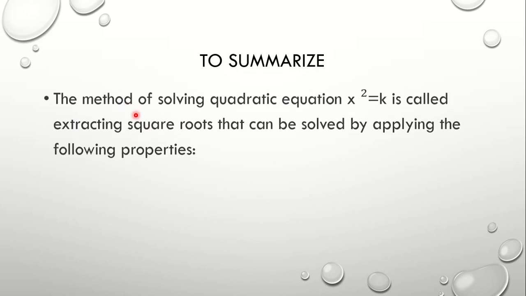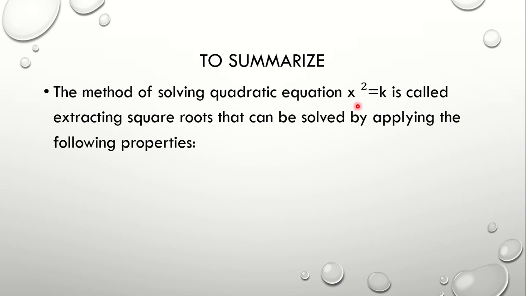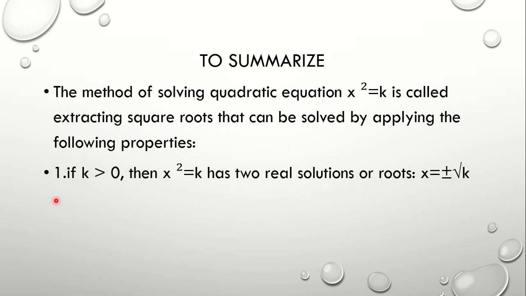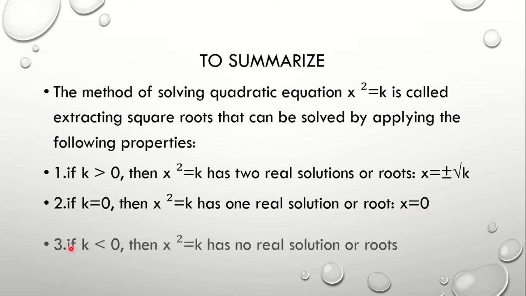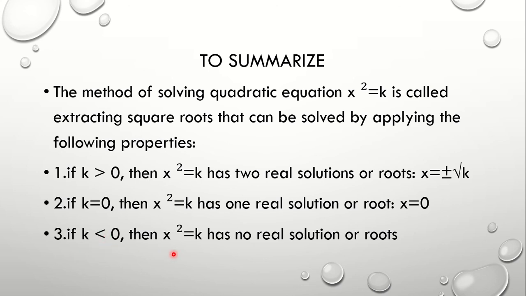Now, to summarize, the method of solving a quadratic equation in the form x squared equals k is called extracting square roots, which can be solved by applying the following properties. Number 1, if k is greater than 0, then x squared equals k has two real solutions or roots. That is, x is equal to positive negative square root of k. Number 2, if k is equal to 0, then x squared equals k has one real solution or root, that is x is equal to 0. And then if k is less than 0, then x squared equals k has no real solution or roots. Just like in our last example, if the given k is negative, then there is no real solution or roots.